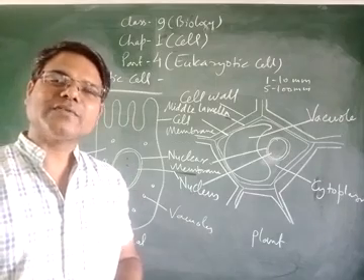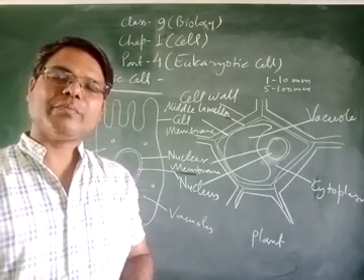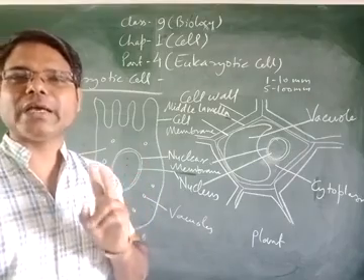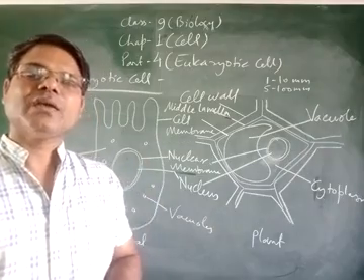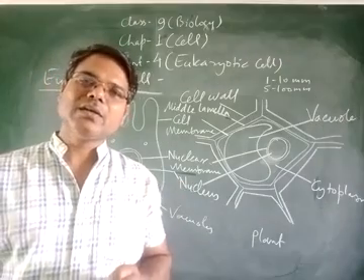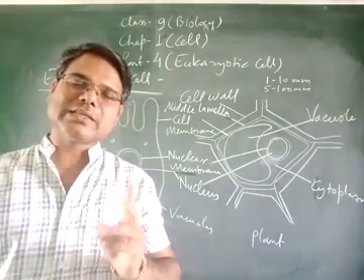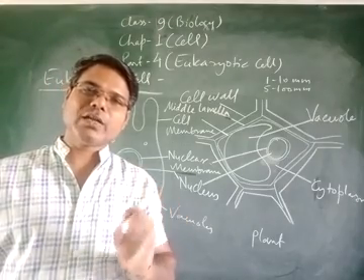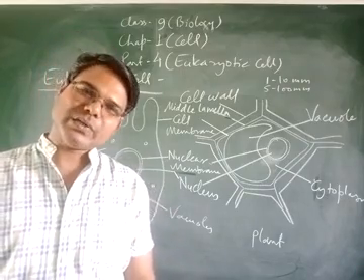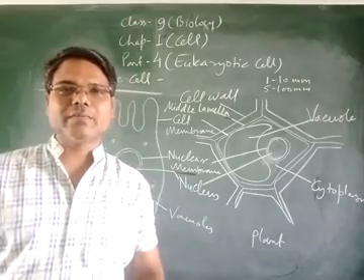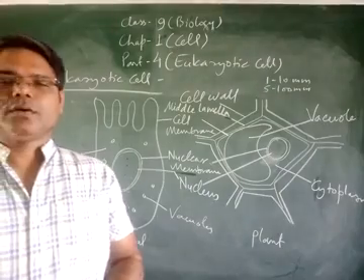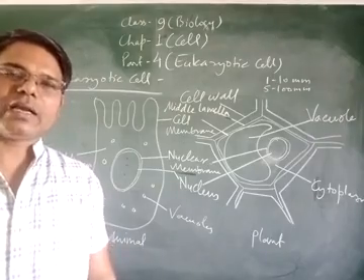That type of cell organelles which are single membranous are only present in prokaryote, but in eukaryote both types of cell organelles are present. That is, in prokaryote membrane bound cell organelles are absent, whereas single membranous cell organelles are only present in prokaryote, but in case of eukaryote both types of cell organelles are present. So these are the major basic differences between the prokaryote and eukaryote.